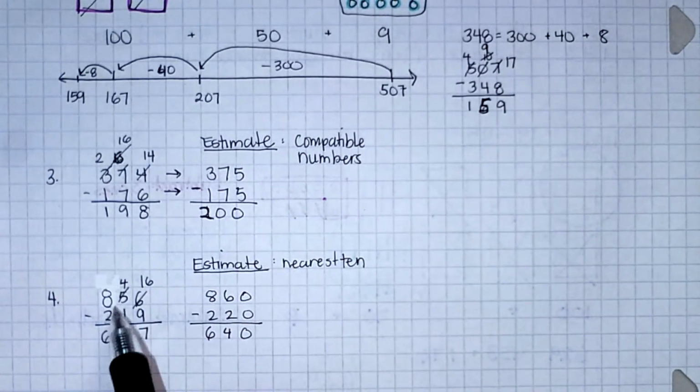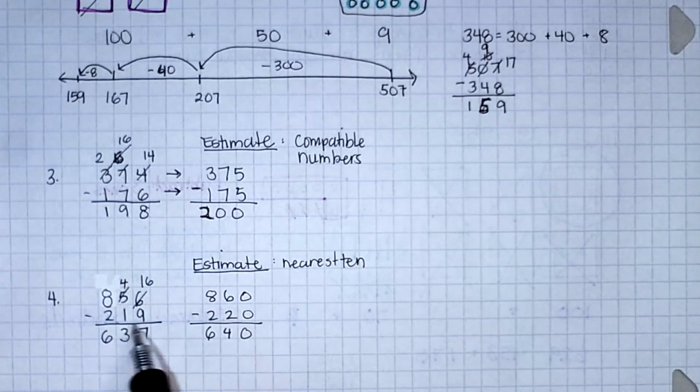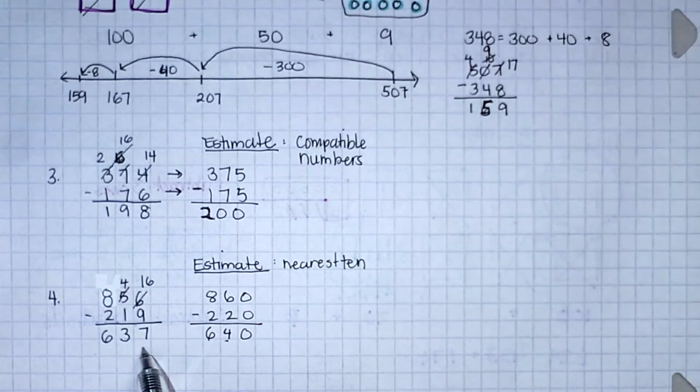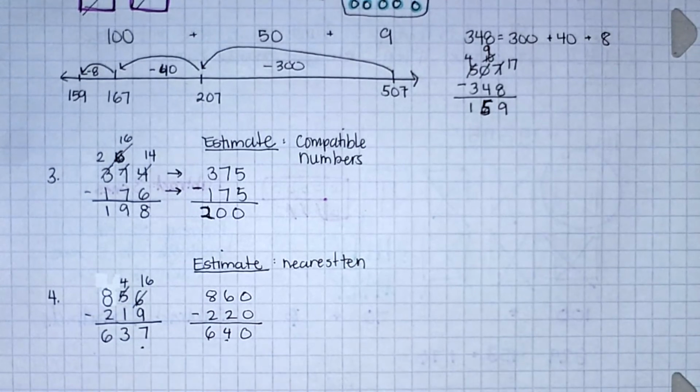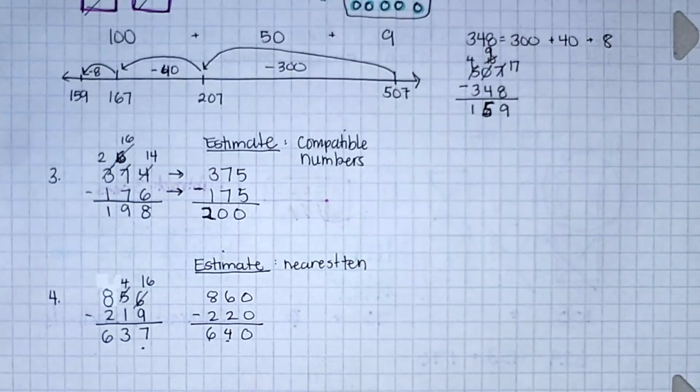And down here, 856, I rounded to the nearest 10, that got to 860. 219, I rounded up to 220. So my estimate was 640. When I did my subtraction, I came up with 637 as my actual answer. Again, these two are very close to each other. So that tells me that my answer there is correct.